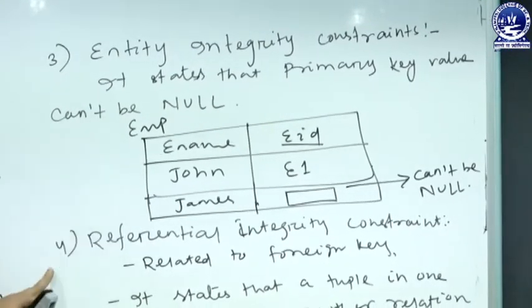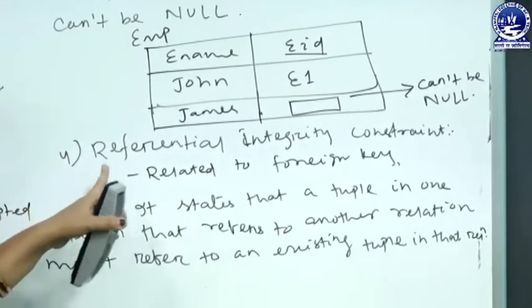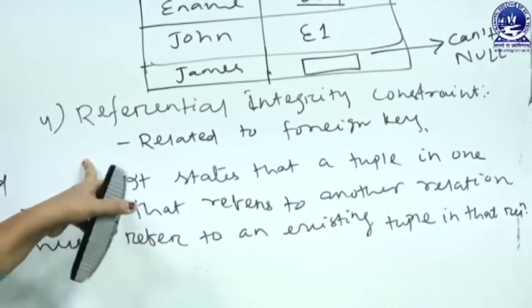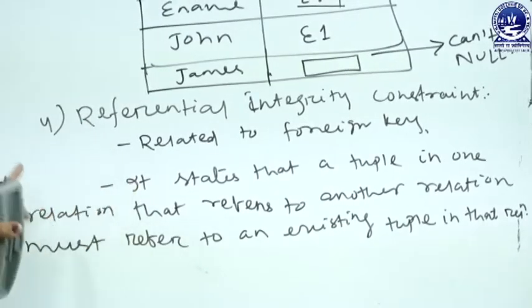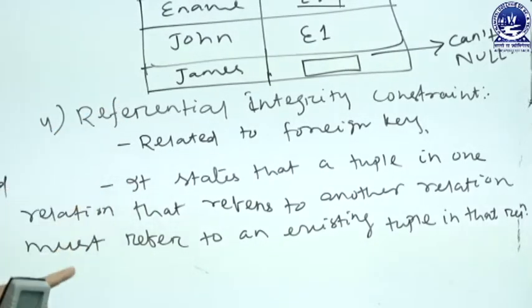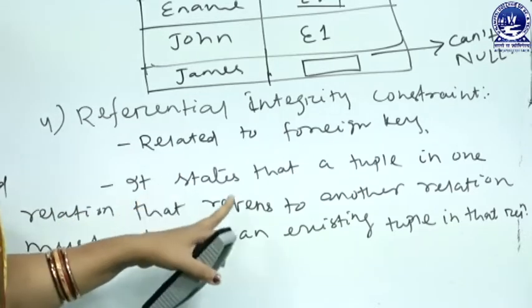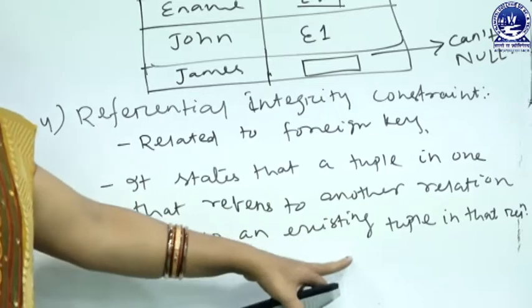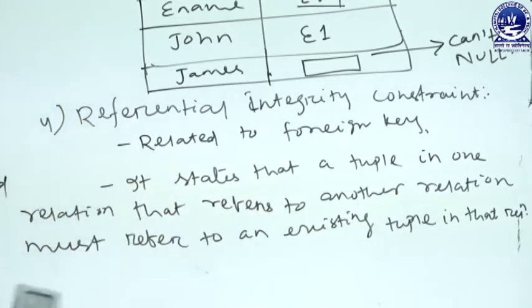Okay. Next comes the referential integrity constraint. This referential integrity constraint is related to the foreign key. It specifies that a tuple in one relation that refers to another relation must refer to an existing tuple in that relation. Let us see one example to define the referential integrity constraint.